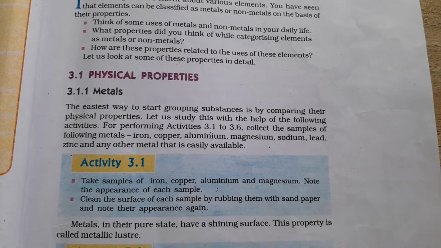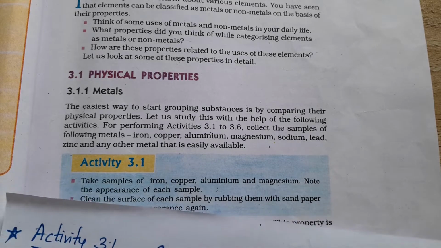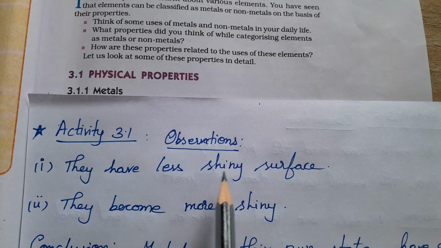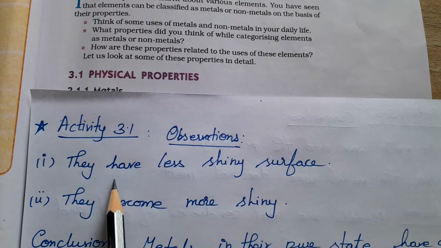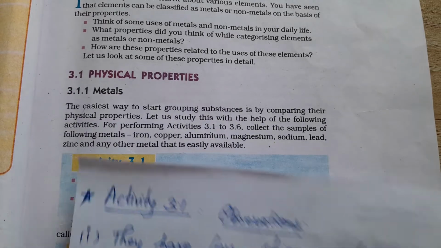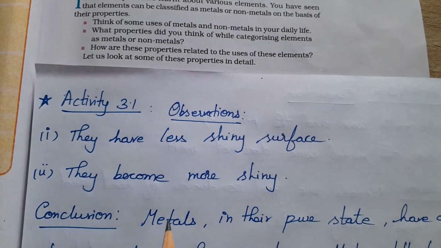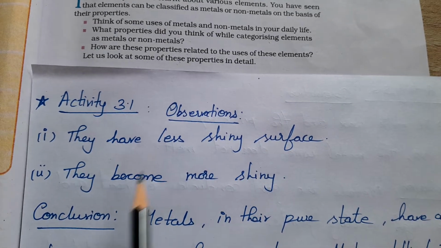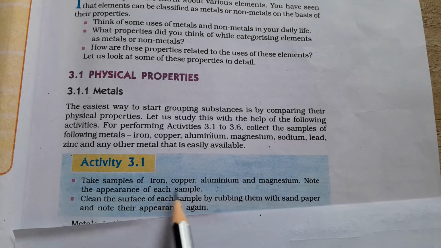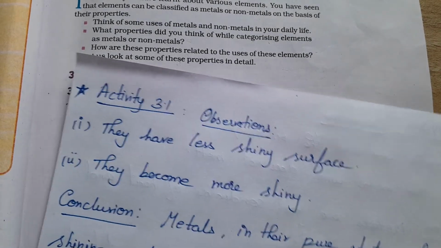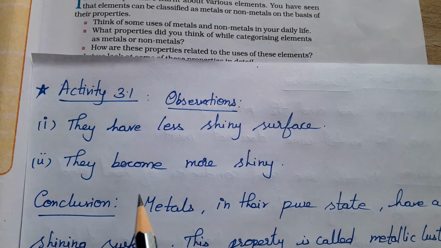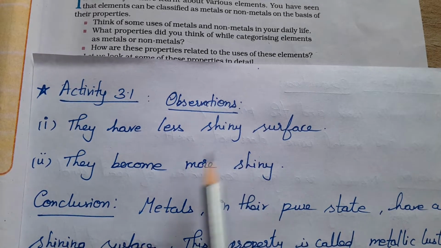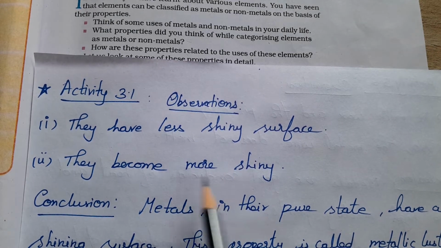Okay, so what is that? If you simply take this iron, copper, aluminum and magnesium, they have a less shiny surface. Once you rub with the sandpaper, you can see that it becomes more shiny. Why? Because these metals, iron, copper, aluminum, magnesium, are very reactive metals. They form a metal oxide, right? So if you remove it, it becomes more shiny. If you remove that by using the sandpaper, then it becomes more shiny.